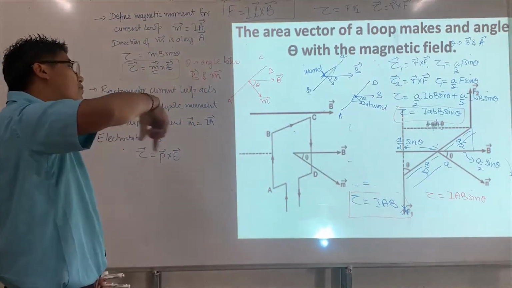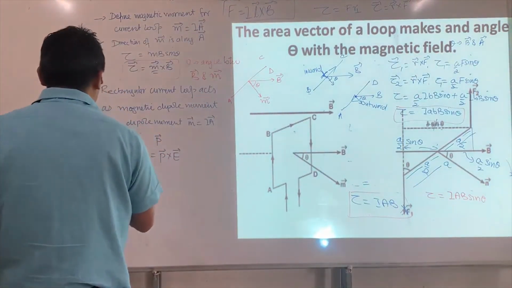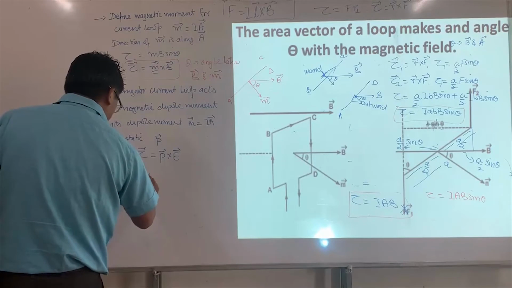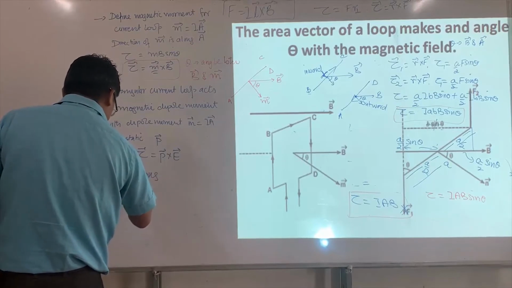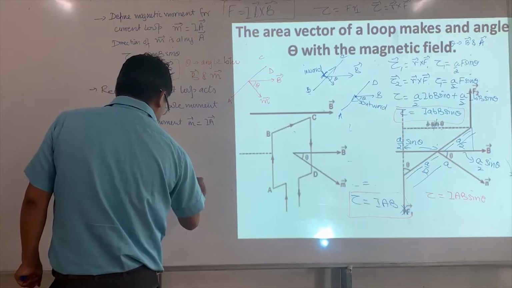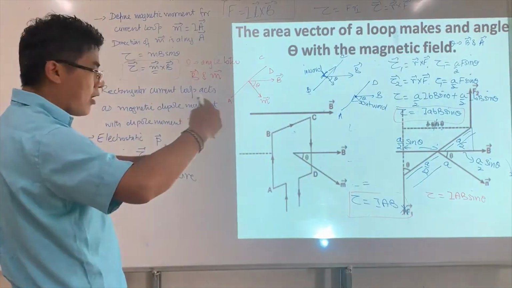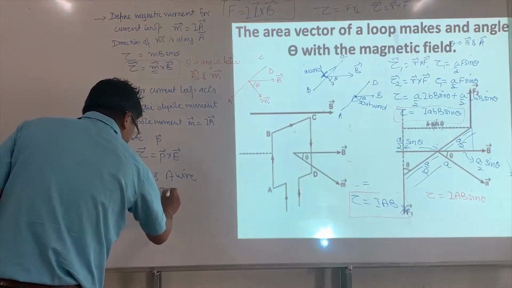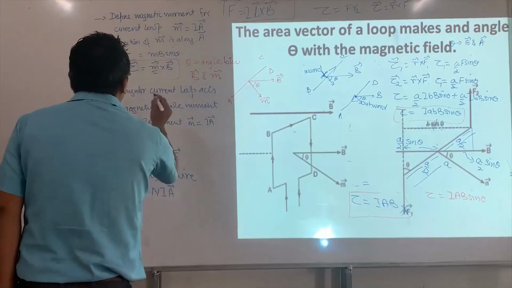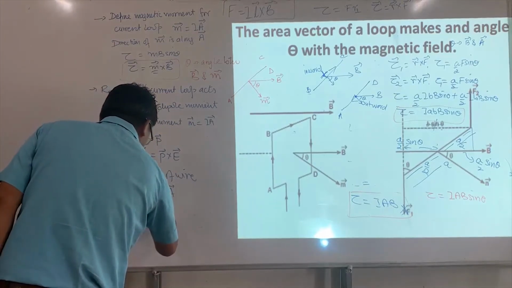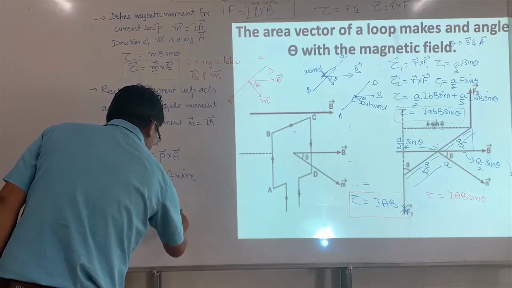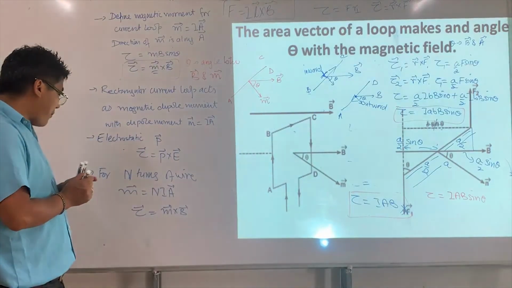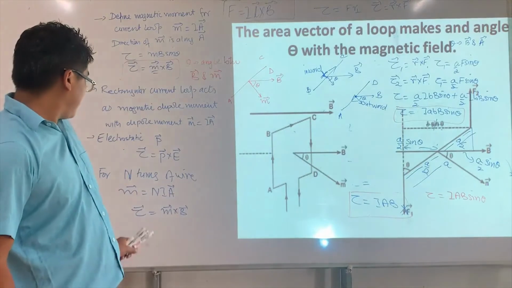Now, if I have n number of turns of wire, this is for 1 turn. So, for n turns of wound rectangular current loops, the total magnetic moment would go like this. Therefore torque is going to be much greater, right? So torque is going to be this, where M is equal to NIA.